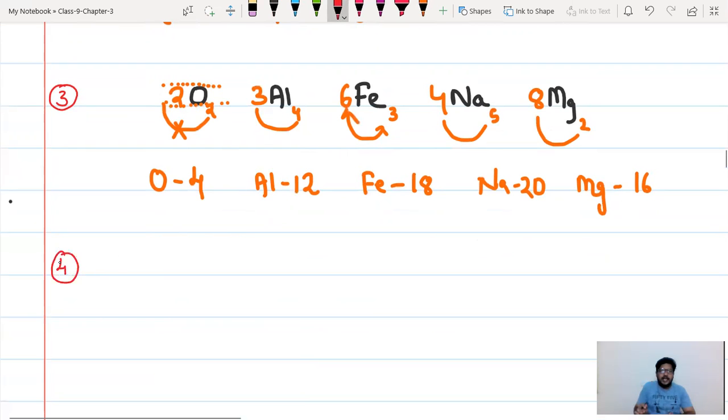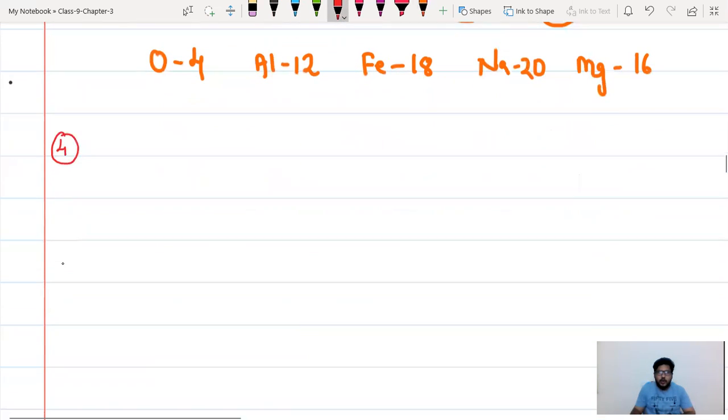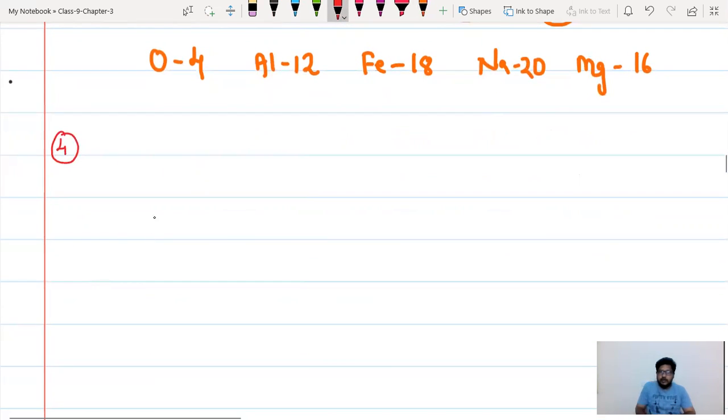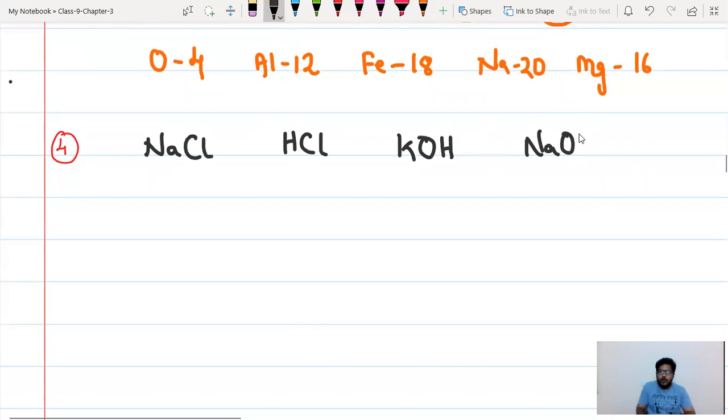Till now we have seen elements and atoms. Now we need to go with molecules or compounds. Now we have a few molecules like NaCl, which stands for sodium chloride, HCl, hydrochloric acid, KOH, potassium hydroxide, NaOH, sodium hydroxide. Now consider these all are molecules.